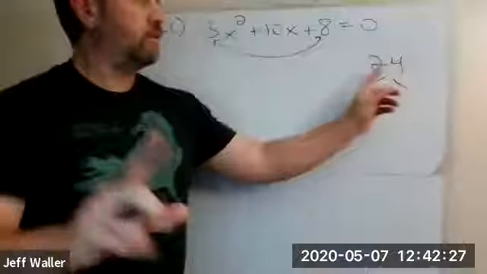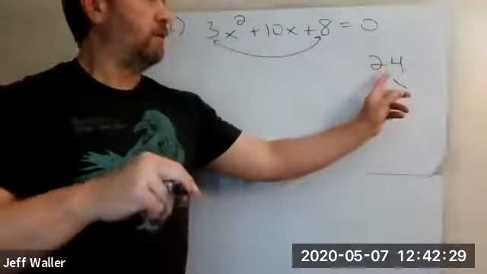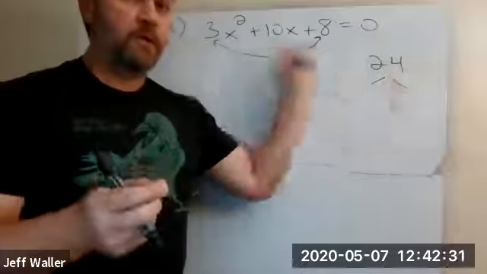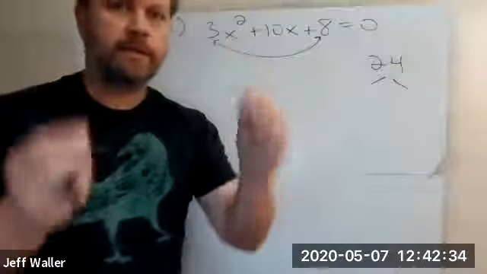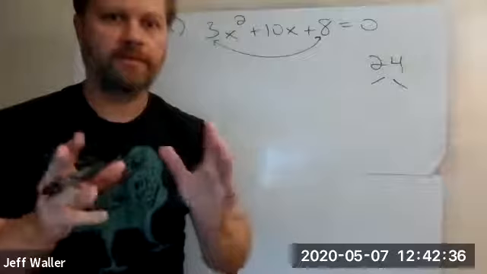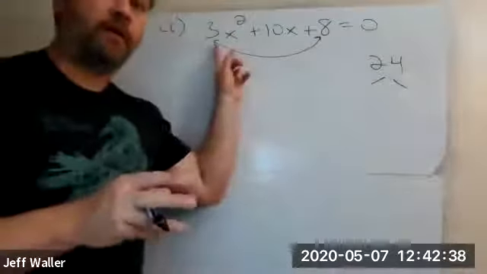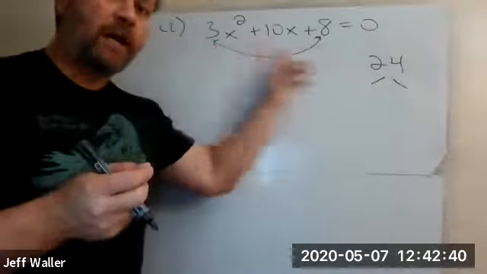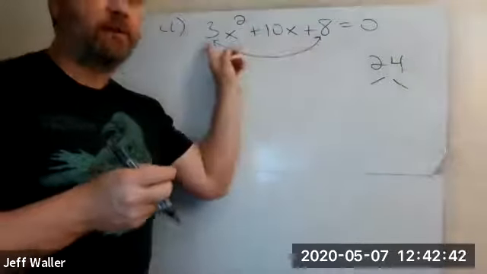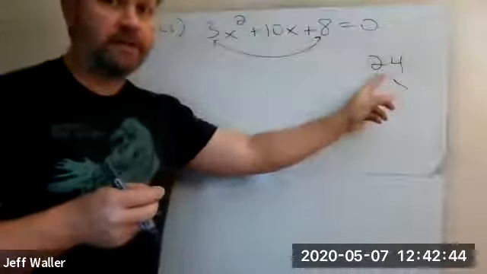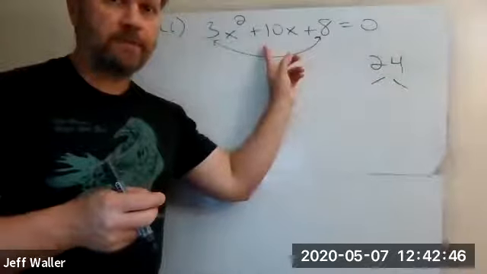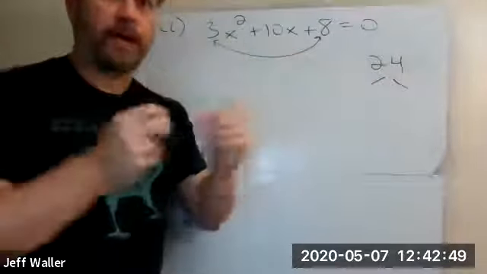Say again. What two numbers? 6 and 4. Wait. What two numbers multiply to be 24 and add to be 10? That is the fundamental difference when I have a number out front that's not 1. I don't want factors of 8 that add to be 10. I want factors of 3 times 8, 24, that add to be 10. I have to take that 3 into account.